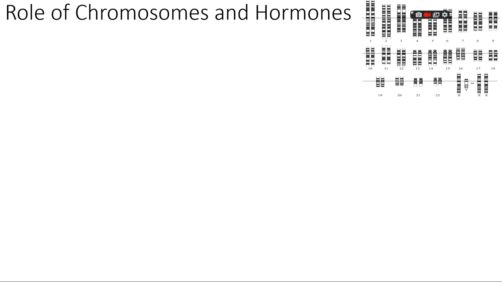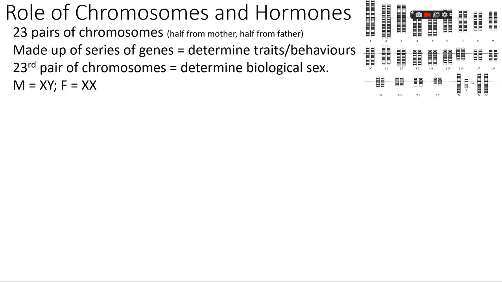So we're going to start off with the role of chromosomes and how that relates to hormonal differences between males and females. I'm sure you're already all aware that within each of our cells, in the nucleus of each of our cells, we have 23 pairs of chromosomes, and we've inherited those chromosomes, half from our mothers and half from our fathers.